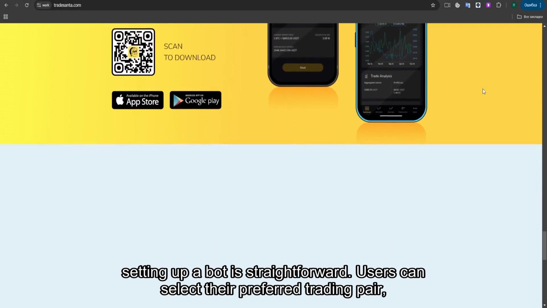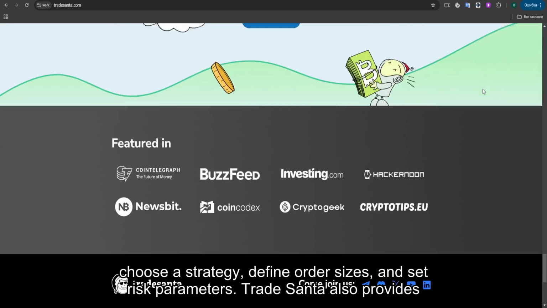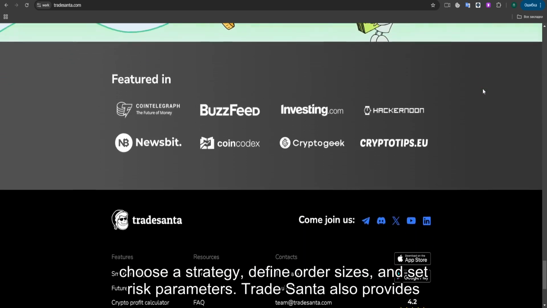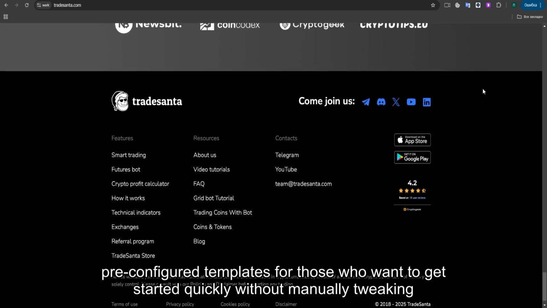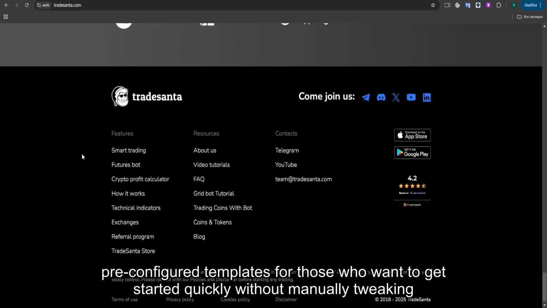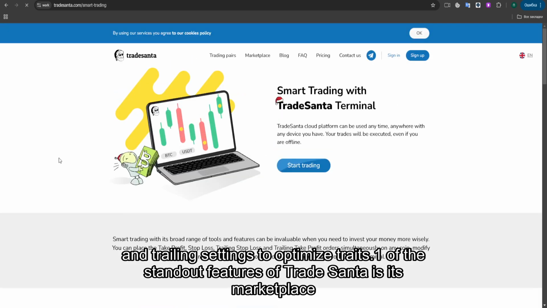Setting up a bot is straightforward. Users can select their preferred trading pair, choose a strategy, define order sizes, and set risk parameters. TradeSanta also provides pre-configured templates for those who want to get started quickly without manually tweaking every setting. For more advanced users, there are options to customize stop loss, take profit, and trailing settings to optimize trades.